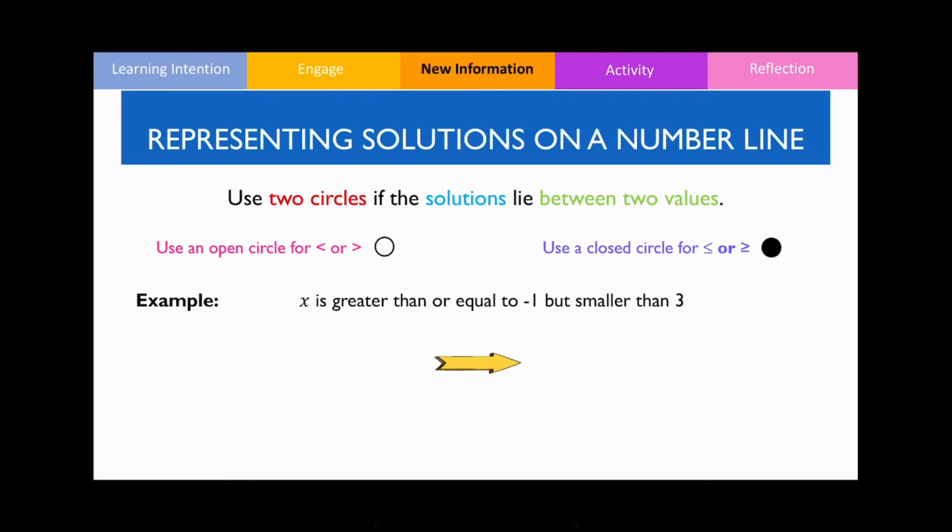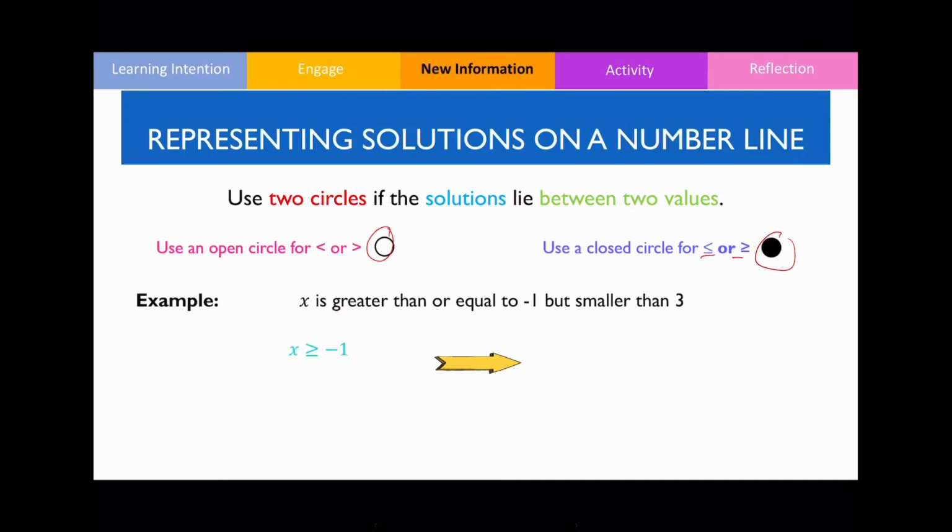So in this case over here, again, I'm going to show you what this would look like for an inequality problem where the solution is between two values, okay? So again, remember, we're going to be using these empty circles when you've got the less than or greater than sign, but you're going to be using a shaded circle when you've got the equal inequality symbol. So the example reads x is greater than or equal to -1 but smaller than 3.